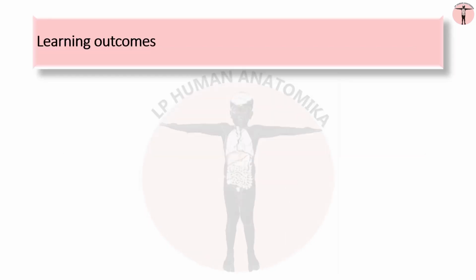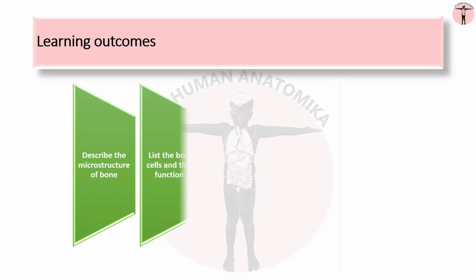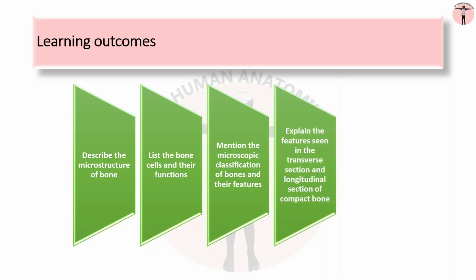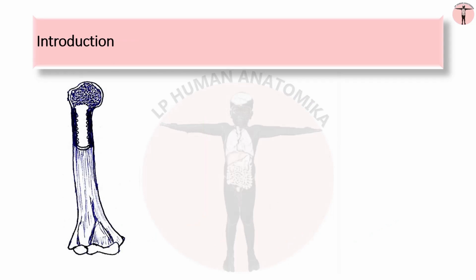The learning outcomes of this session are: describe the microstructure of bone, list the bone cells and their functions, mention the microscopic classification of bones and their features, explain the features seen in the transverse section and longitudinal section of compact bone, and mention the clinical significance. Bone is a specialized connective tissue.